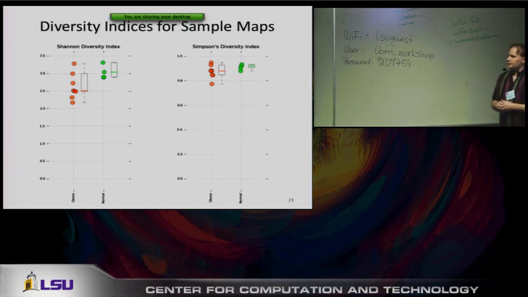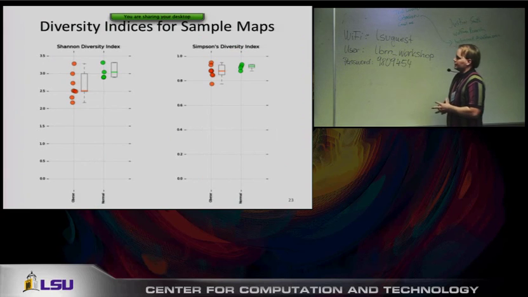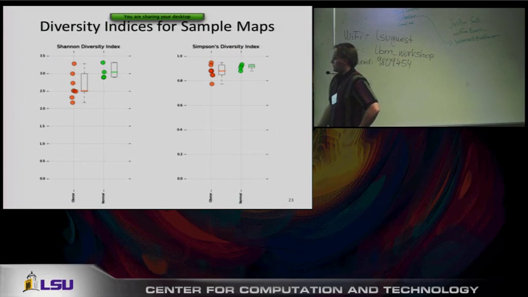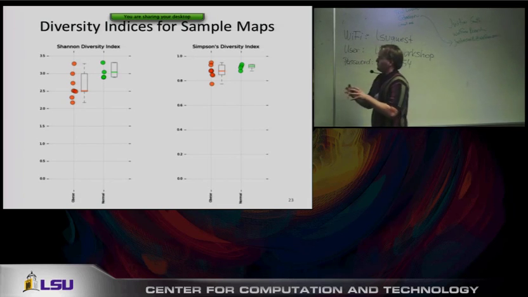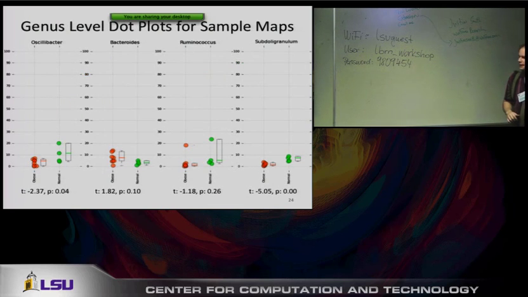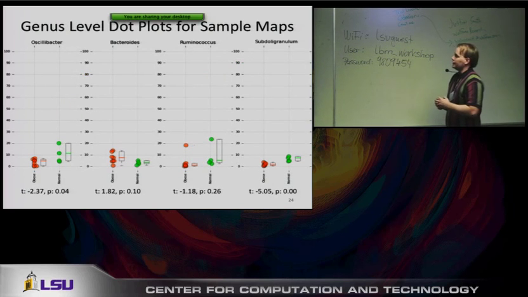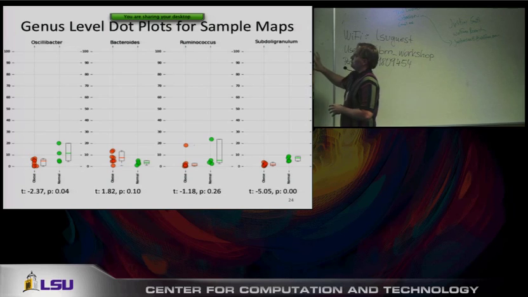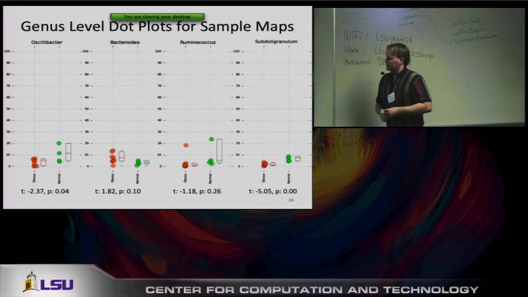You also get the diversity indices. You can look at those on your sample maps. So if we have said we are looking at obese patients versus normal patients, you can see whether there's a significant differentiation in the diversity of the communities between those two groups. And we get dot plots. So we can look at individual genera, in this case, and see whether obese versus normal is significantly different for each individual genus.